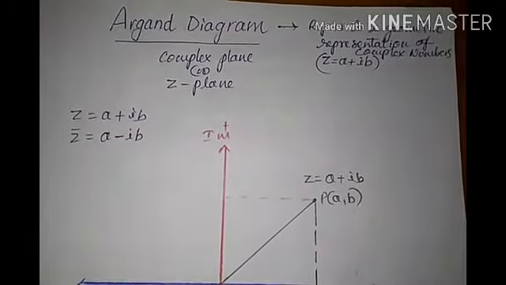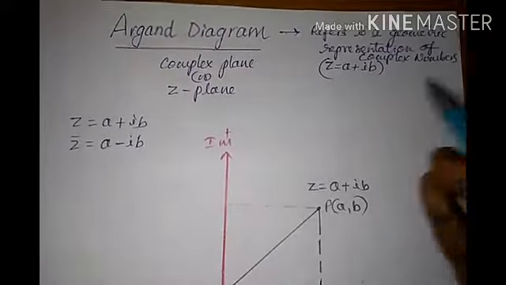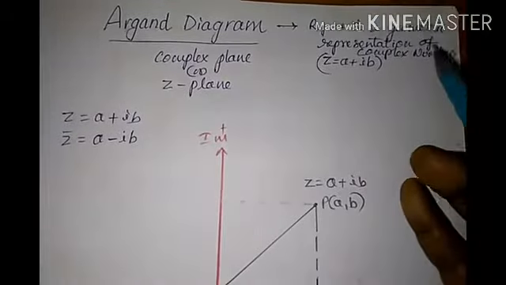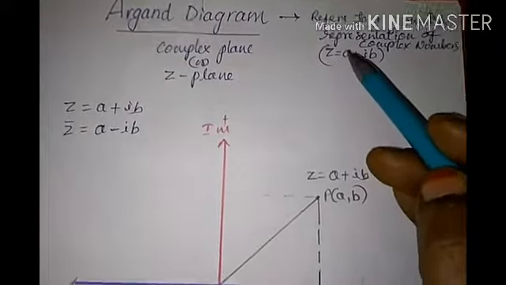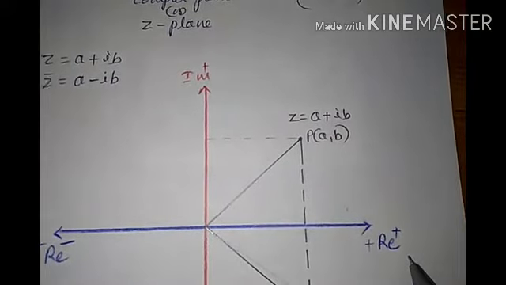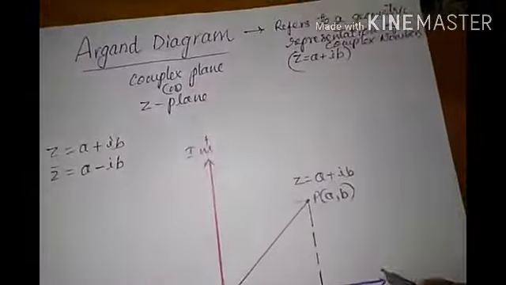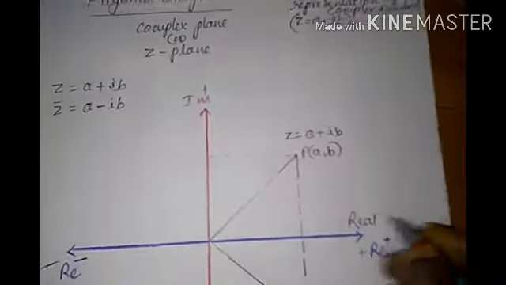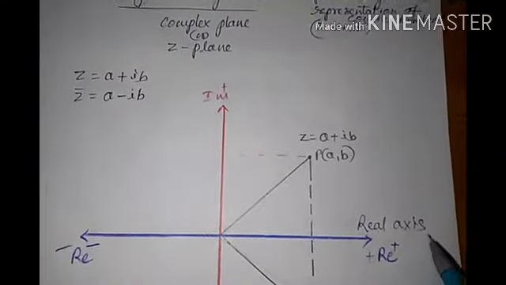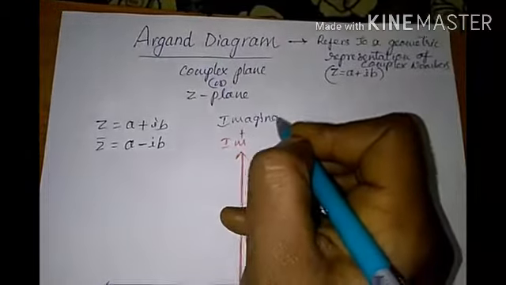What is an Argand diagram? It refers to a geometric representation of complex numbers. That means we can represent complex numbers by using an Argand diagram. Here, we can take the x-axis as the real axis and the y-axis as the imaginary axis. In an Argand diagram, the x-axis is known as the real axis and the y-axis is known as the imaginary axis.